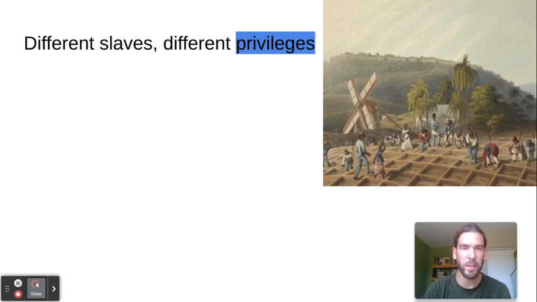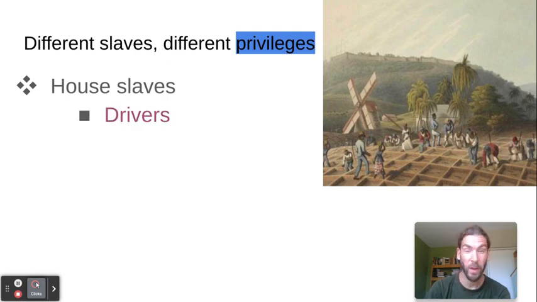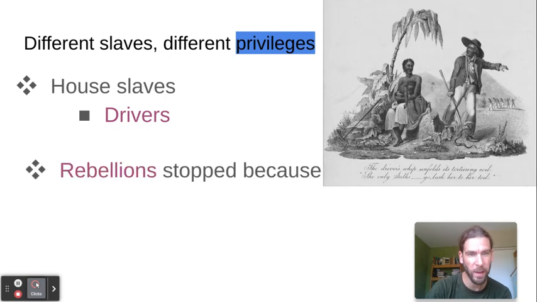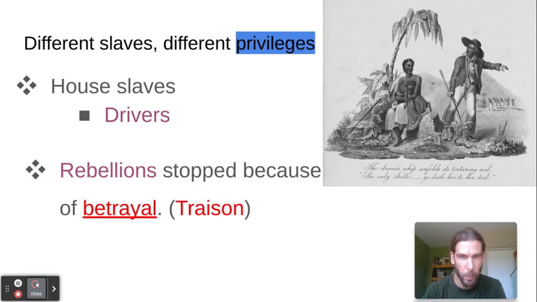What they also did was give different slaves different privileges. House slaves got different privileges. Drivers, who had to make sure the slaves worked very hard by whipping them and punishing them, also had different privileges. By creating these different privileges for different groups of slaves, they also created an alliance with some parts of the African slave groups. And this example is telling: some rebellions were stopped because one of the African slaves betrayed the other slaves by telling the planter that they were planning a revolt.